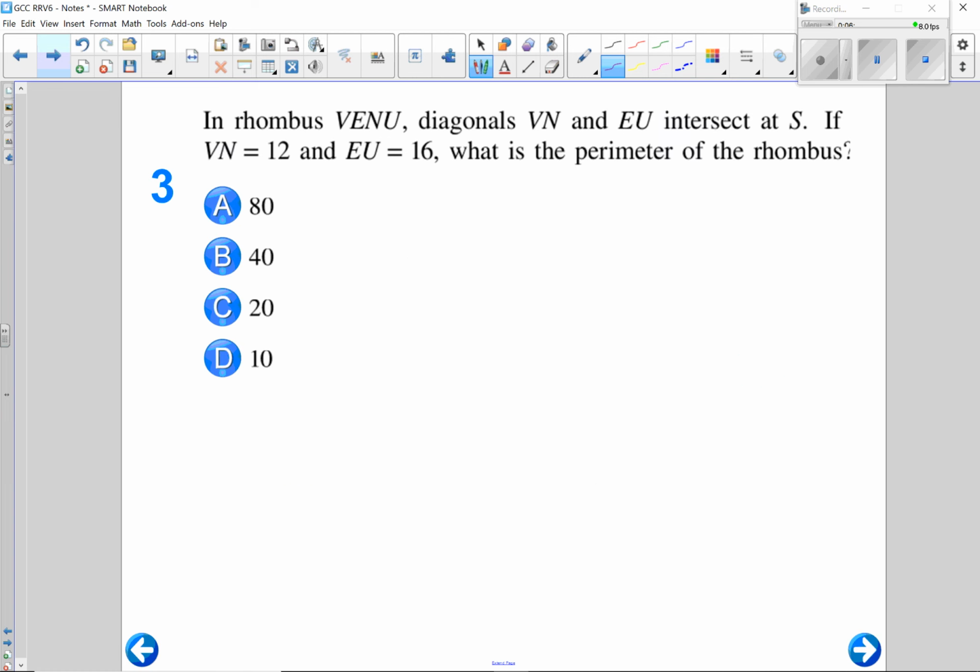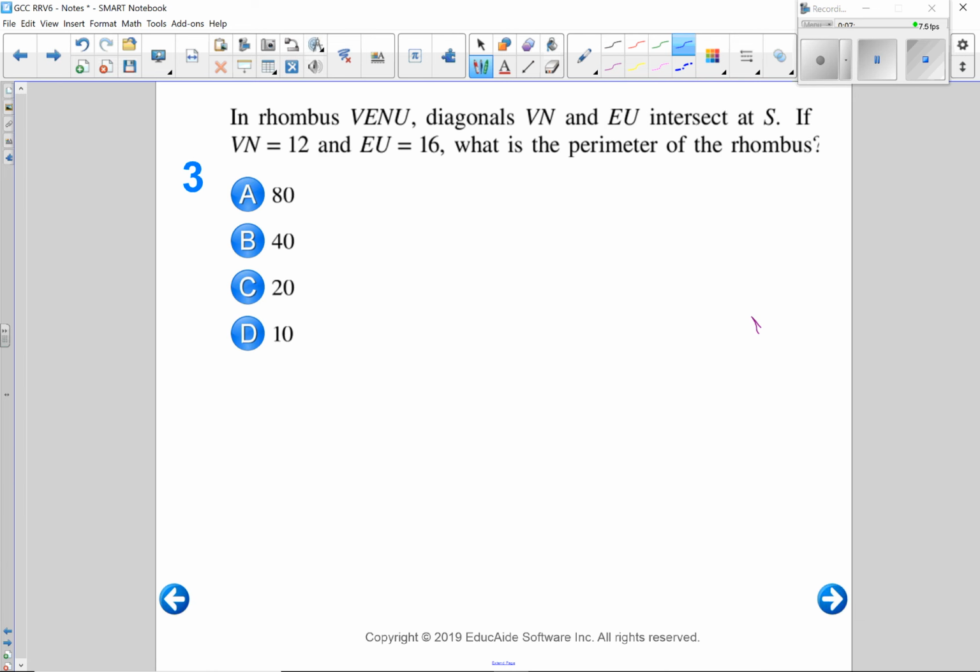All right, third question here. In a rhombus VENU, diagonals VN and EU intersect at S. So let's just draw ourselves a little picture here. So we've got a rhombus. Again, it doesn't have to be perfect. It's just a sketch. As long as you put the letters in order around the figure, it doesn't matter which order you go or where you start. But it does tell me that we have diagonal VN, and we have a diagonal EU.